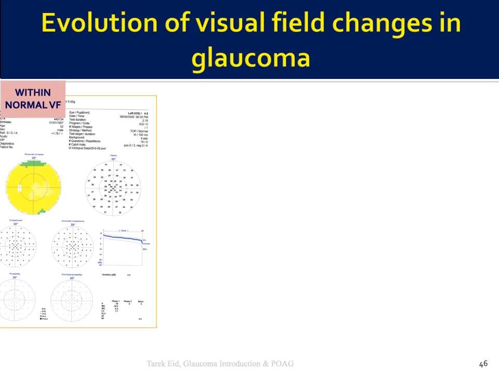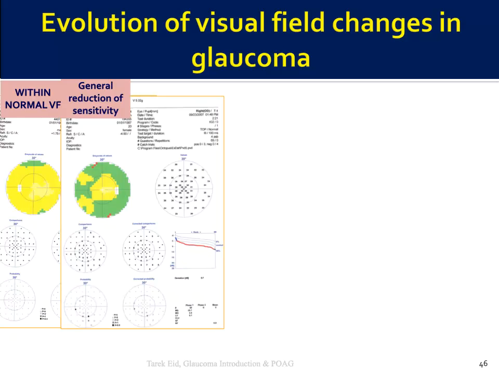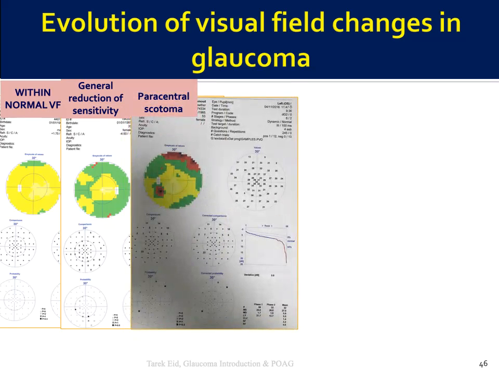Let's see the evolution with automated static perimeters. Here's an example of a normal visual field, completely normal. Another example was a patient with generalized reduction of sensitivity but no localized defects, which can be an early finding in glaucoma. Here is another patient with a paracentral scotoma and also some enlargement of the blind spot, which is an early stage of glaucoma.